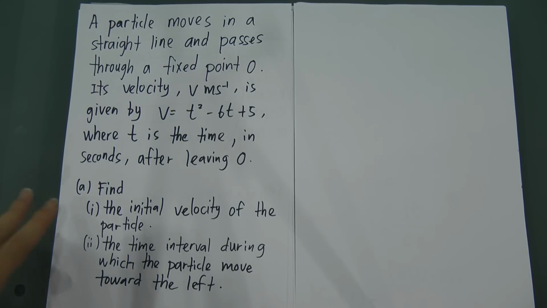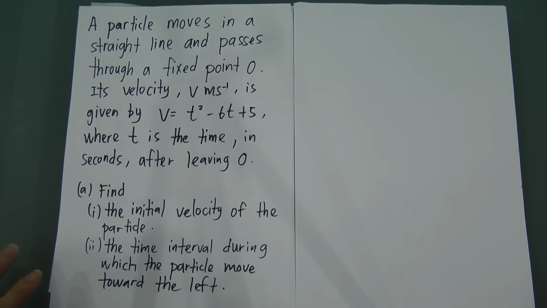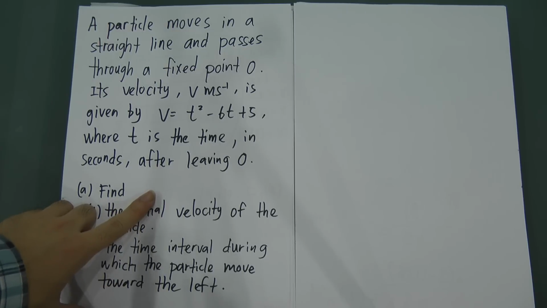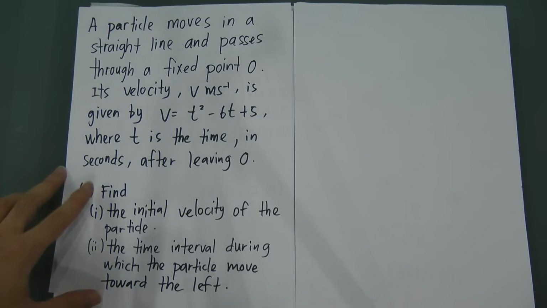Okay, this is one of the parts here for the motion along a straight line. It's the last second chapter for Form 5. I think this question is from 2006. So let's have a look at the question.